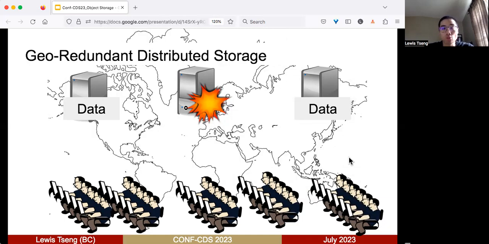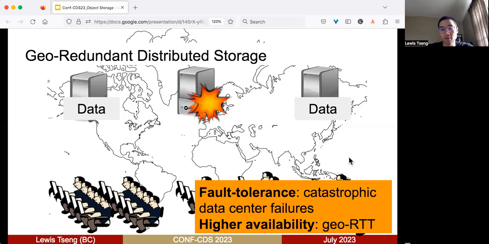And usually when we talk about distributed storage nowadays, we are thinking about geo-redundancy or geo-replication. So now it's not just servers inside one single data center. Now we are talking about multiple data centers located around the globe. Why is that? The reason is that even though data center failure is very rare, it still does happen. So we want to prevent that.